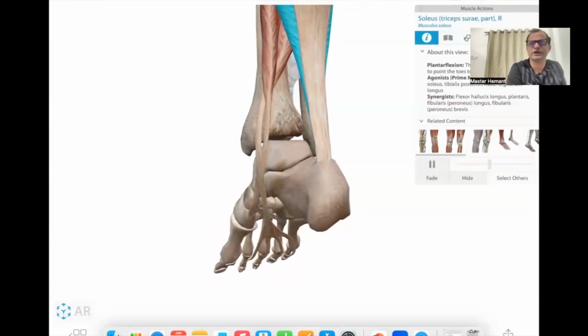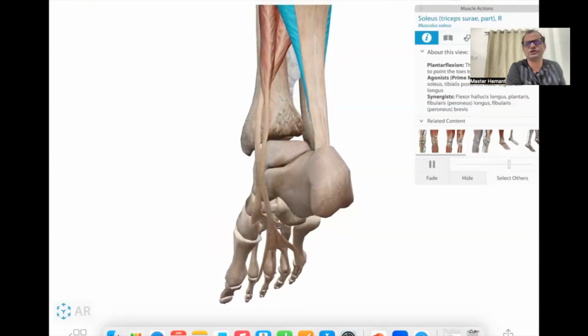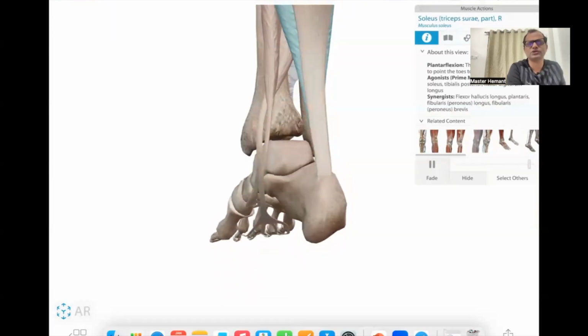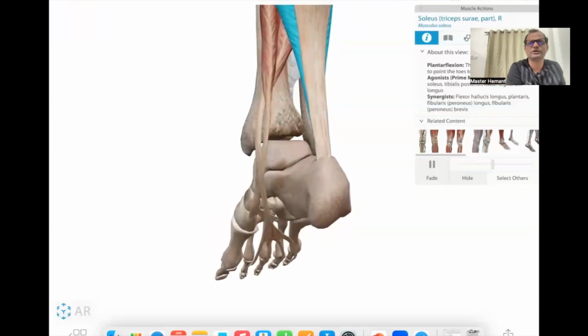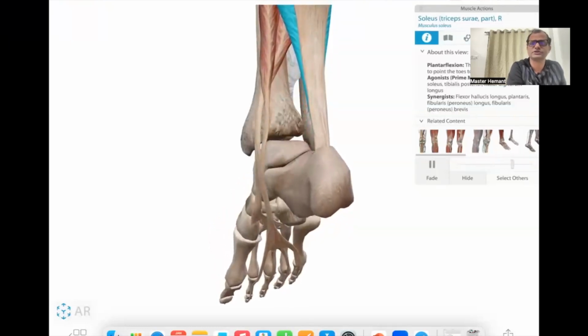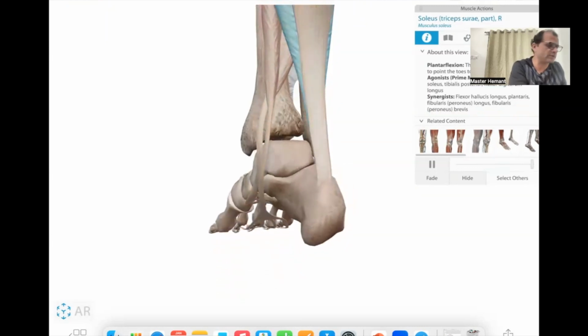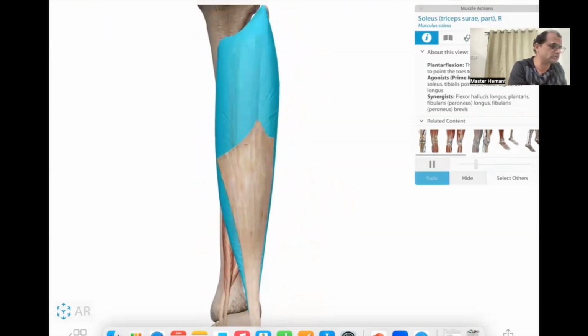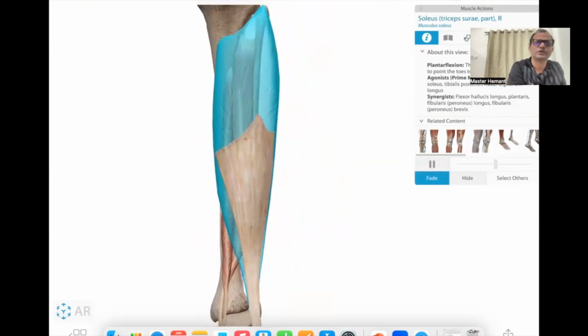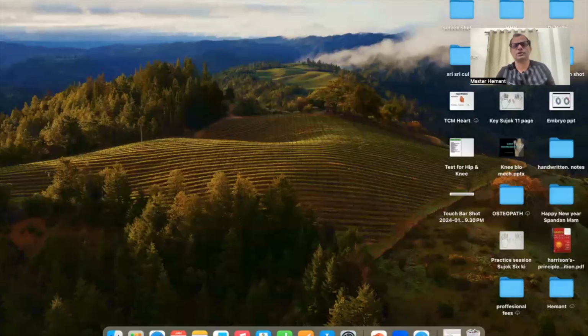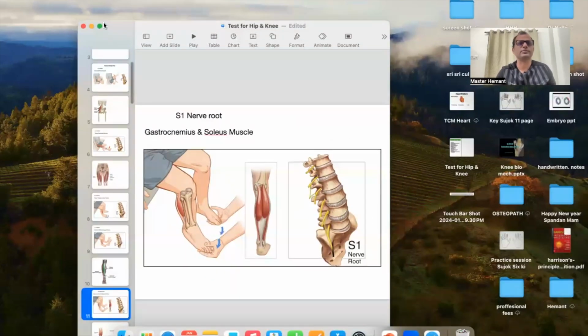A very simple test. Just ask the patient to do this movement. If the person is not able to do this movement, it means there is an involvement of the calf muscle, the gastrocnemius muscles. Now this muscle is having connection with S1, sacral 1. So there is a nerve root compression in the sacral 1. तो हमारे sacral 1 में nerve root compression हुआ है.